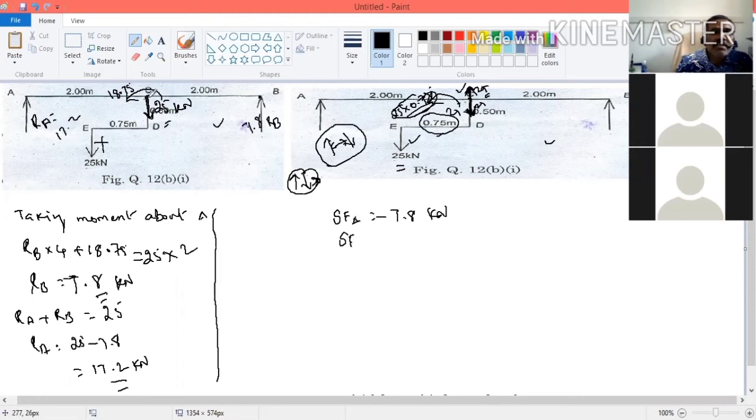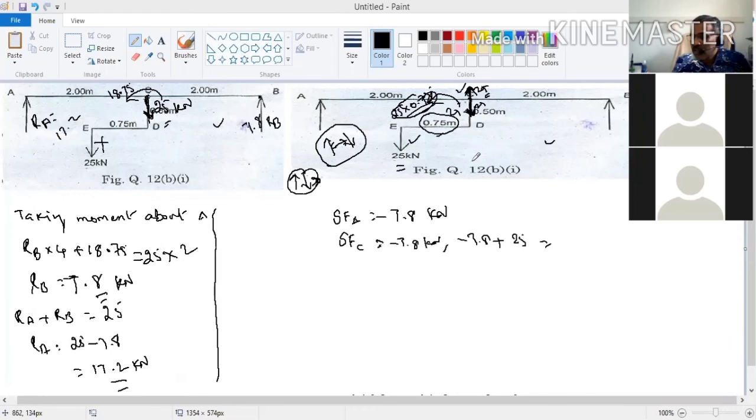What is the shear force at the point we have taken as C? Shear force at C is equal to, here there is a point load. Then you have to take shear force two times, one with that force and one without that force. That is minus 7.8 kilonewton. The same force will continue up to this point. Then suddenly, minus 7.8 plus 25. This is downward. Downward is positive, plus 25. So what is the value? It is 17.2 kilonewton.